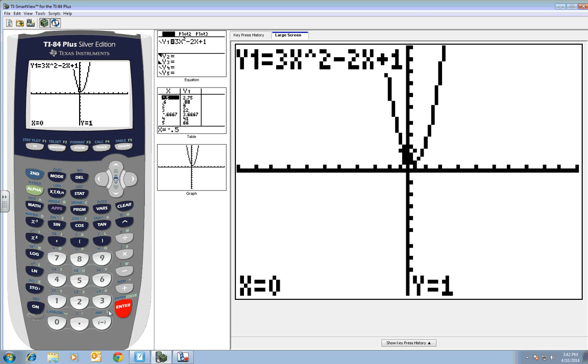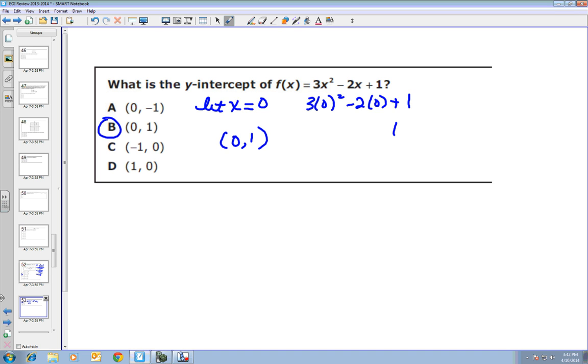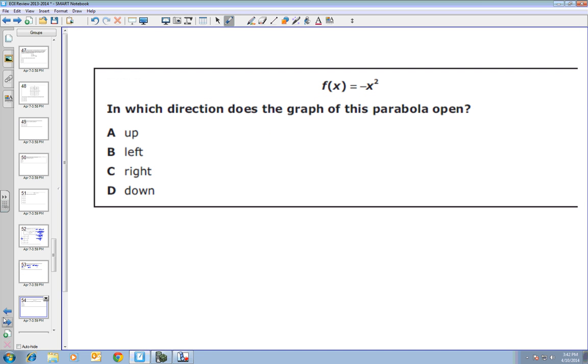Okay, so let's look at the next one. In what direction does the graph of this parabola open? Well, of course, we could graph it, but we should know that if there's a negative in front of the x squared, that's going to make my parabola open down. So my answer is D.